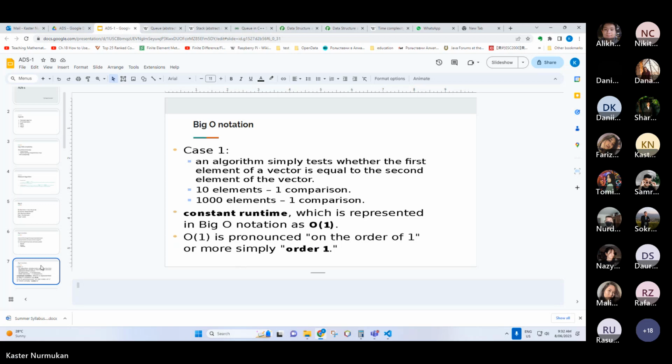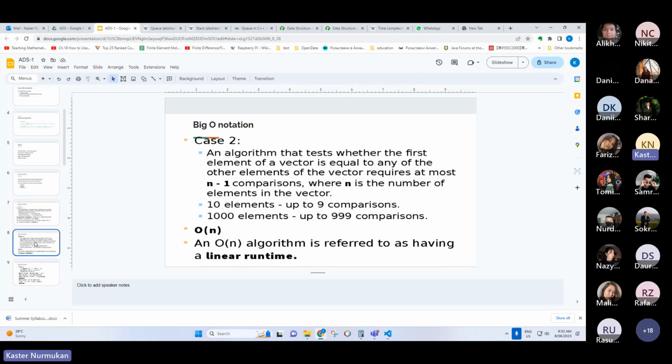So it's big O. The second case is an algorithm that tests whether the first element of the vector is equal to any of the other elements of the vector, requiring at most n minus 1 comparisons. So that's now any element you're trying to compare, at any position. So it means you have to go through from the beginning position to the end position.